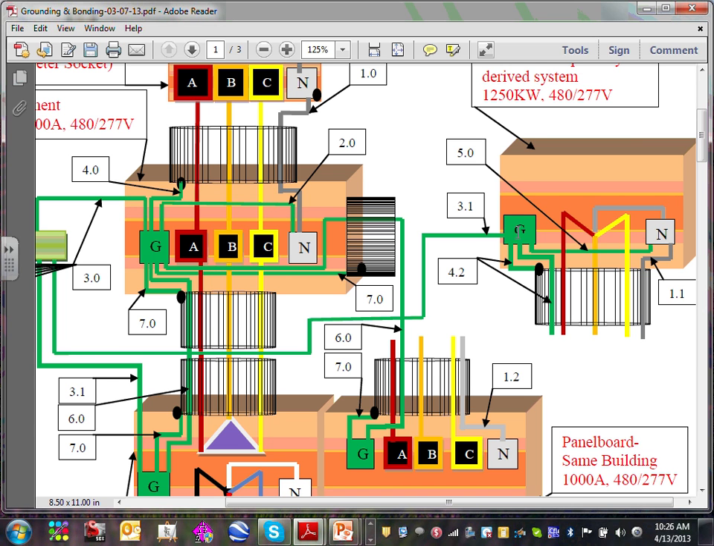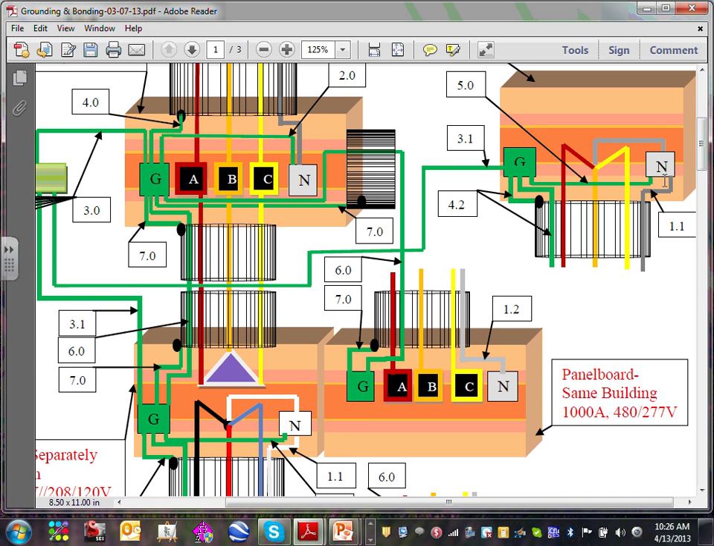Okay, so then we have number 5. Number 5 is called, instead of main bonding jumper, since it's a separately derived system, they call it system bonding jumper, exactly like the transformer. And I bonded my neutral to my grounding bar inside the generator. So that's my system bonding jumper. And number 1.1, I call this one, guys, the grounded conductor. The reason we include it is because it's part of the grounding and bonding system.